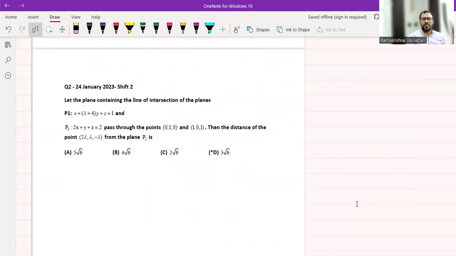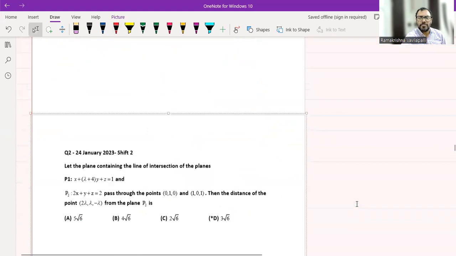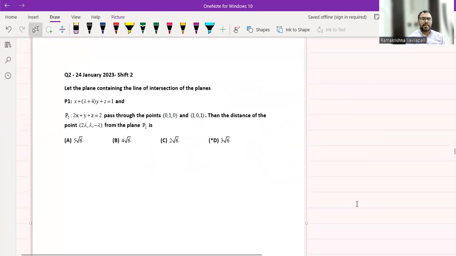Let the plane containing the line of intersection of the planes P1 and P2 instead of pi1 and pi2. They have given P1 and P2. Passes through 2 points. Now you can ask the question, sir, why they have given 2 points? 1 point is enough. But here in one plane, they have given another variable, another constant, that is lambda. So you need to find out 2 constants. Here they have used the lambda, so we will use another constant.